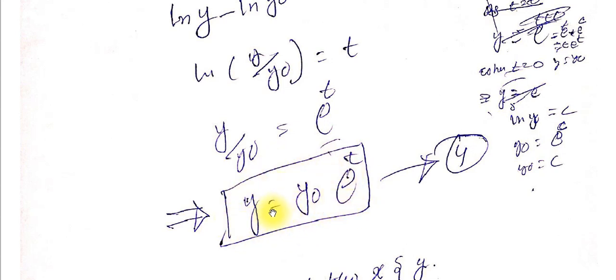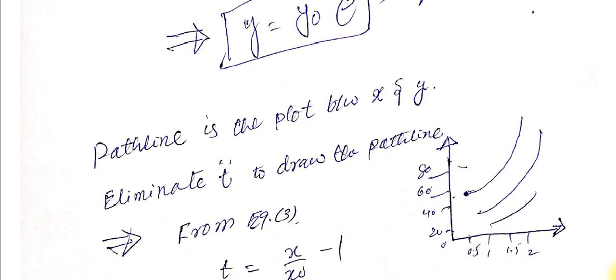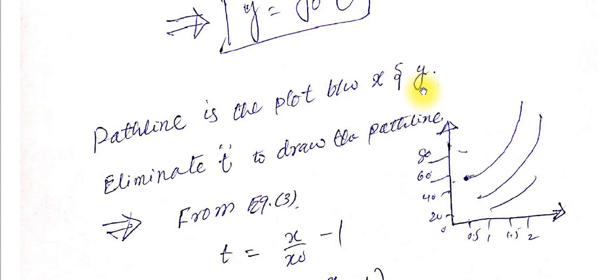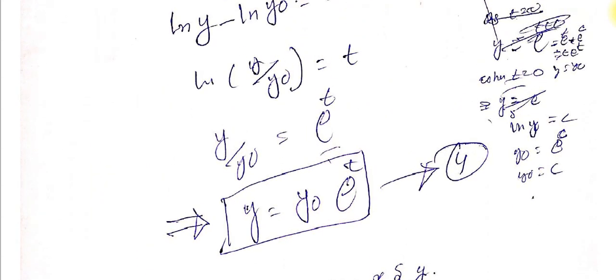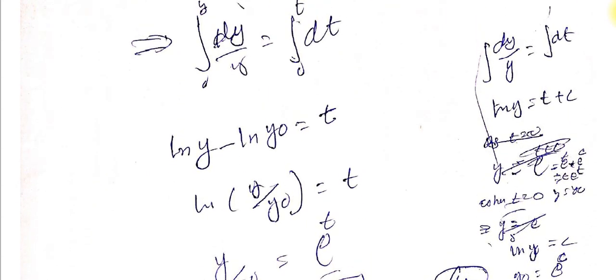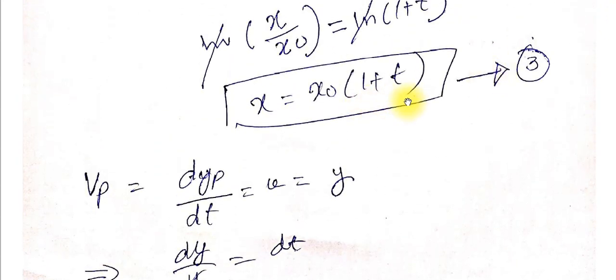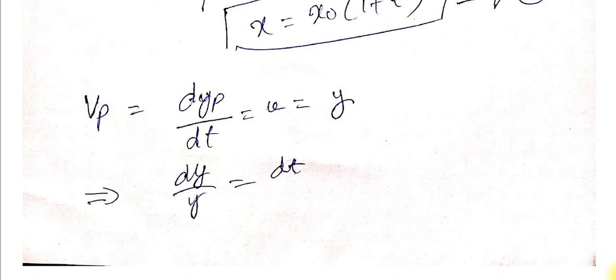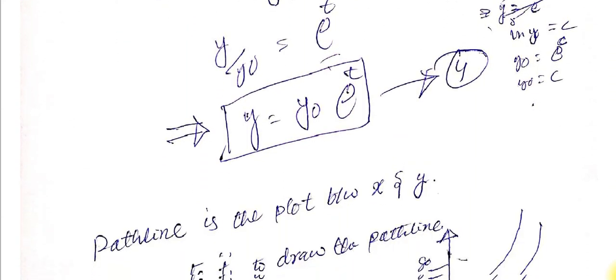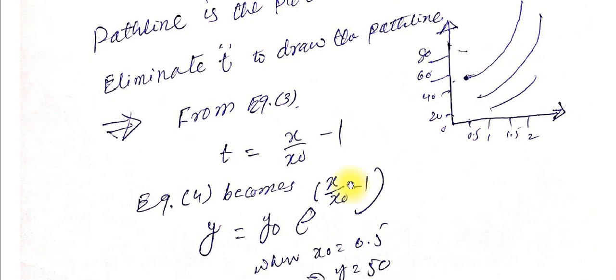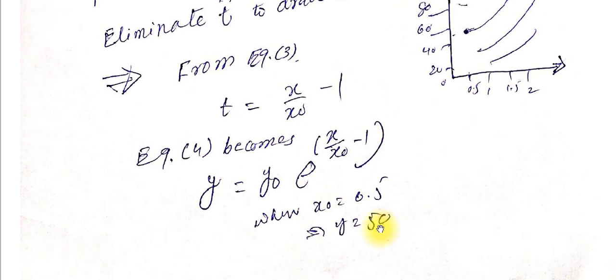Now this is the particle path in the y direction, and in equation 3 we have the particle path in the x direction. The path line is the plot between x and y, so we have to eliminate t to draw it. From equation 3 we can eliminate t, and then put it in equation 4. So we have y is equal to y naught e power x by x naught minus 1. Okay, when x naught is 0.5 and y naught is 50.